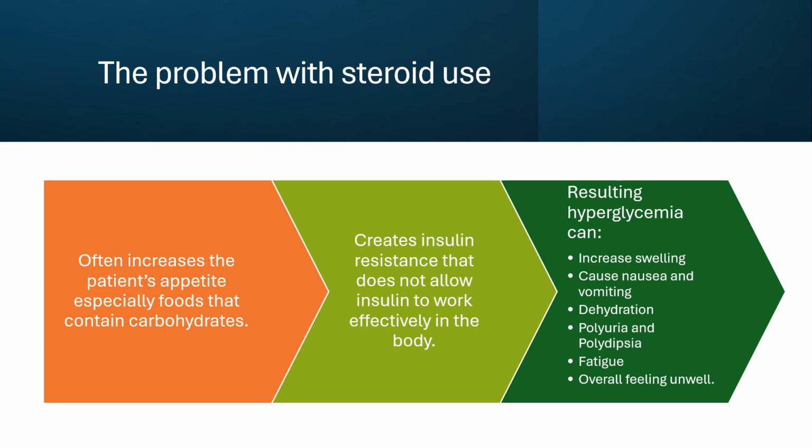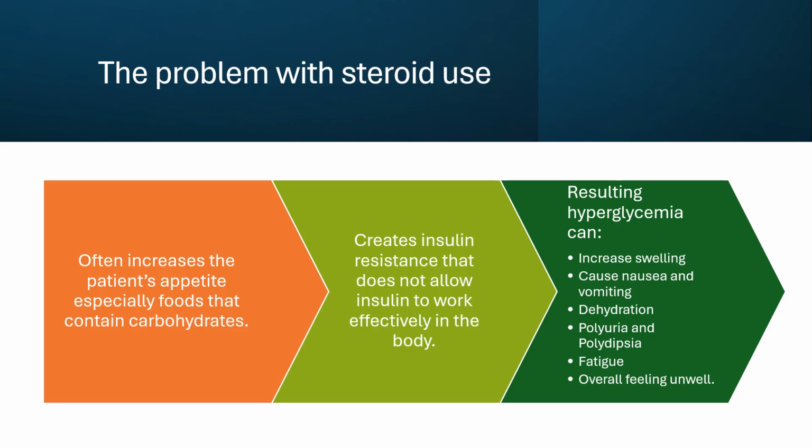So what's the problem with steroid use? Well, we know that steroids increase their appetite, and especially comfort foods that contain carbohydrates. And so that doesn't help things when we're adding glucose to the system. It creates insulin resistance that doesn't allow the insulin to work properly in the body. So it puts extra layers between the insulin grabbing the glucose and trying to get it across those membranes and into the cell.